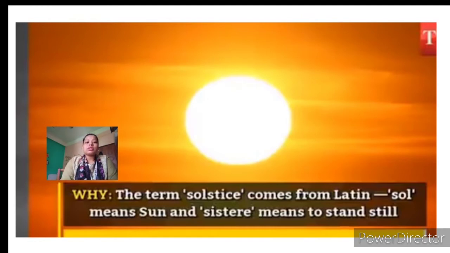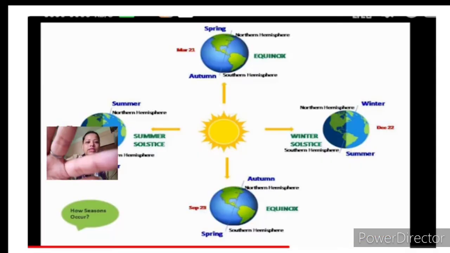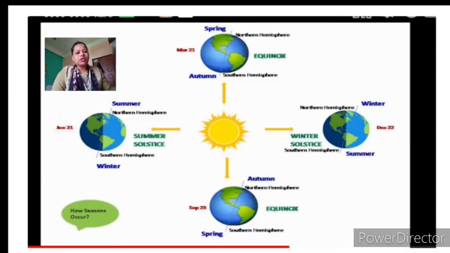The term solstice comes from the Latin words sol, meaning sun, and sistere, meaning to stand still. So solstice is when the sun stands still. What are the consequences and experiences faced in different areas or different seasons, in different months? You have seen this is a picture of summer and winter solstice. It's also given in your book here. If you don't have the PDF, I'll send you the PDF.